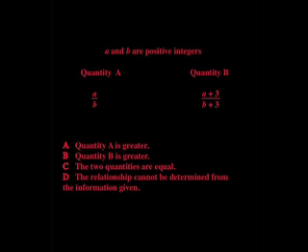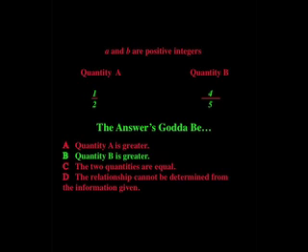But other students said, no, we should plug in a number. Let's make A 1 and B 2. That makes quantity A a half, and quantity B is (1 + 3) over (2 + 3), which turns into 4 over 5, and they said 4/5 is larger than 1/2, so the answer's gotta be answer B.